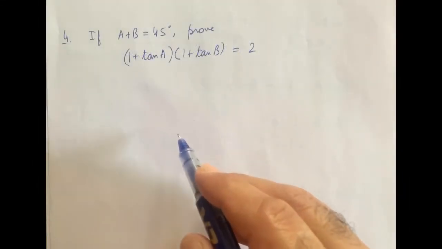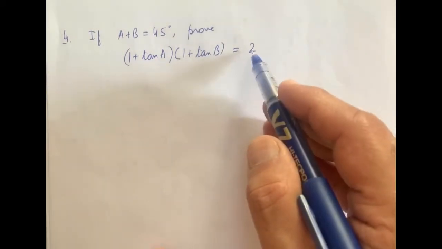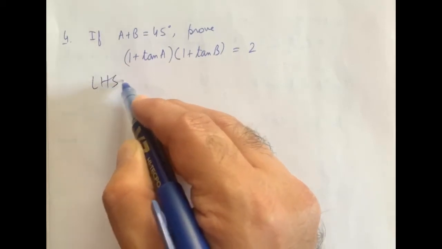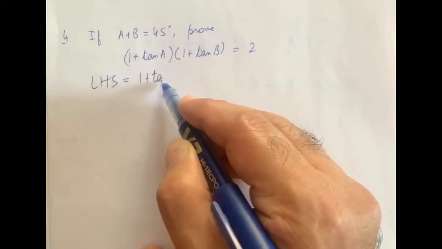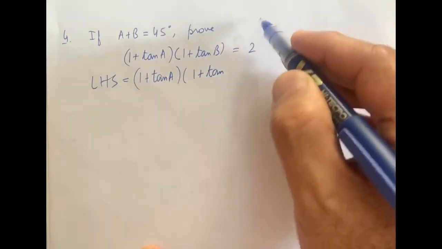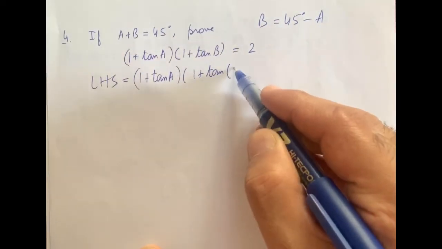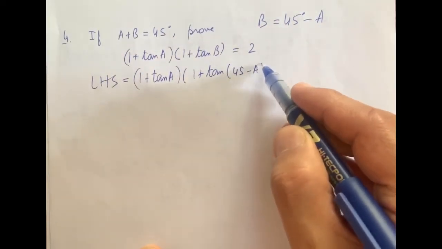The next one, we are given the sum of angles A and B is 45 degrees. We have to prove the product of these two is 2. So starting from the left hand side, 1 plus tan A into 1 plus tan of B. We can write B is 45 degrees minus A. So this is 45 minus A.